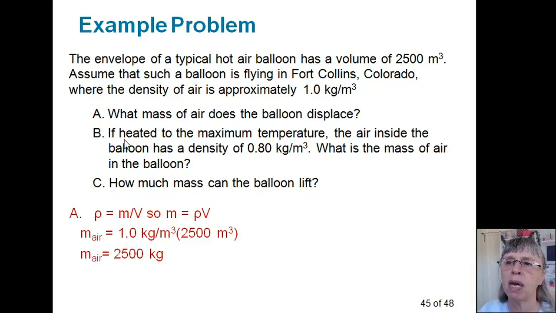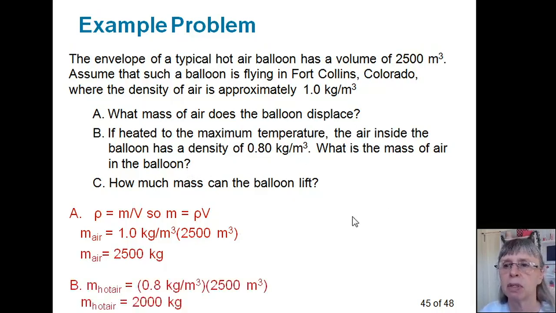So for part B, it says if heated to the maximum temperature, the air inside has a density of 0.8. What is the mass of the air inside the balloon? So again, if we know density and we know volume, we'll use that same equation. The mass of the air in the hot air balloon is 0.8 times 2,500. That means the mass of the air inside the hot air balloon is 2,000 kilograms. So then the last question asks, how much mass can the balloon lift?